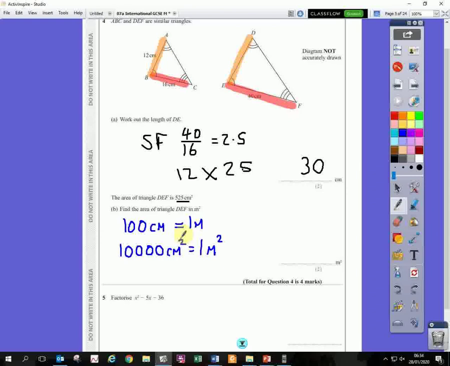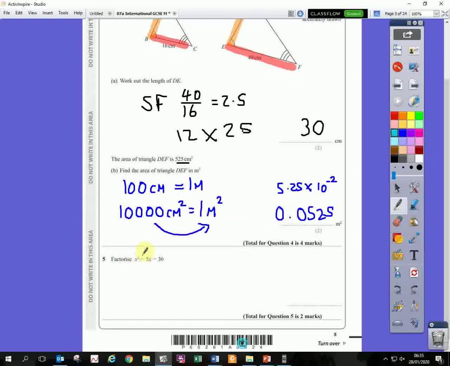So as you can see, if you want to convert centimeters squared into meters squared, you have to divide by 10,000. If we divide 525 by 10,000, we end up with the answer 0.0525. If you type this into your calculator, some calculators come up with standard form, a bit like this, 5.25 times 10 to the minus 2. That's also fine.